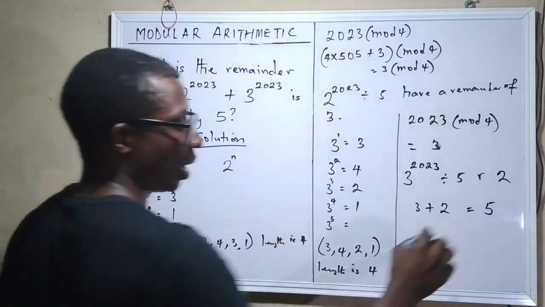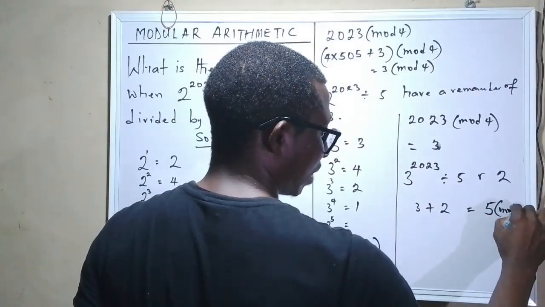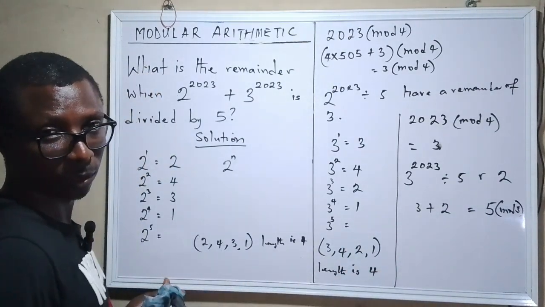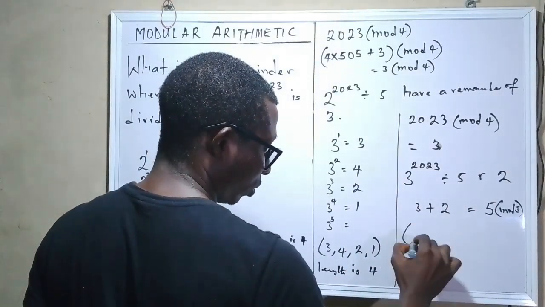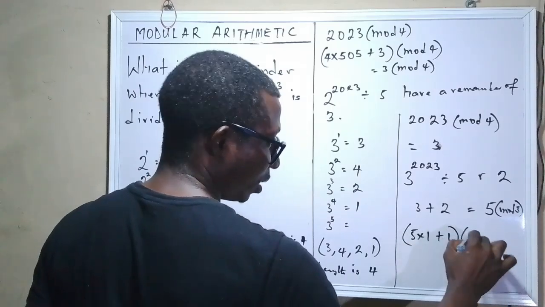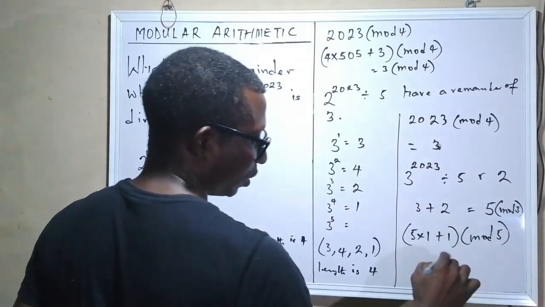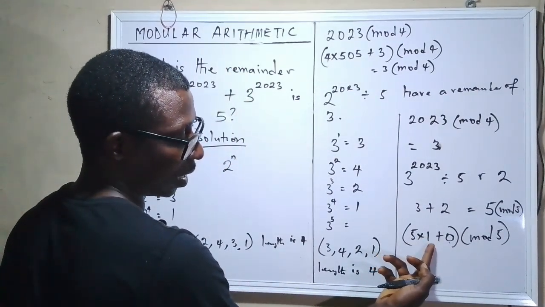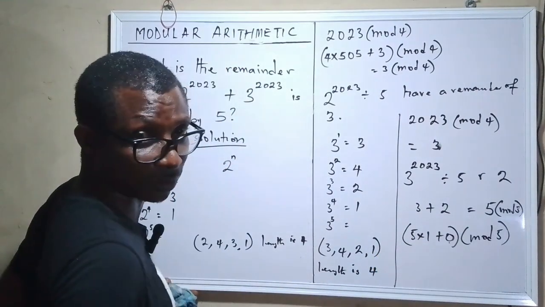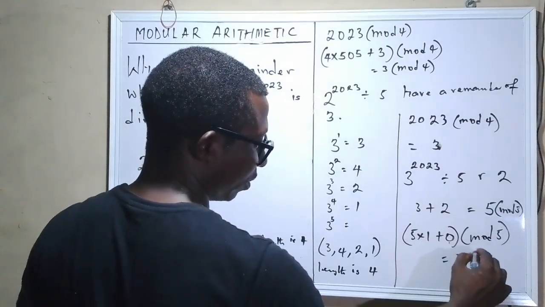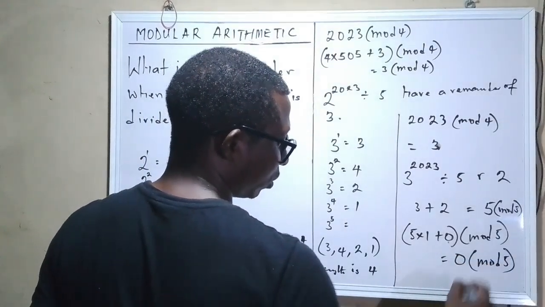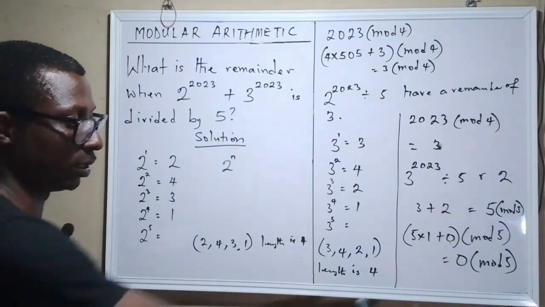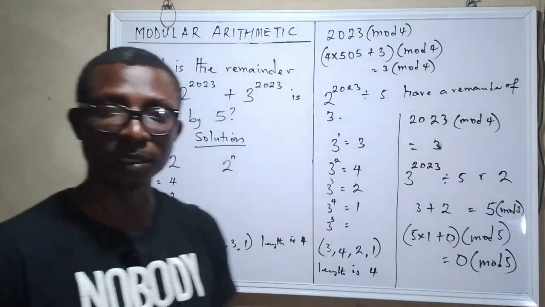Alright, and that is going to be in mod 5 because we are dividing by 5. So we cannot have a number that is up to the modulo. So this is going to turn to 5 times 1 plus 0. Okay, 5 times 1 is 5, 5 plus 0 is the same thing as 5. So your answer now is 0 mod 5. So the remainder, when this is divided by 5, is 0. And that's going to be the answer.